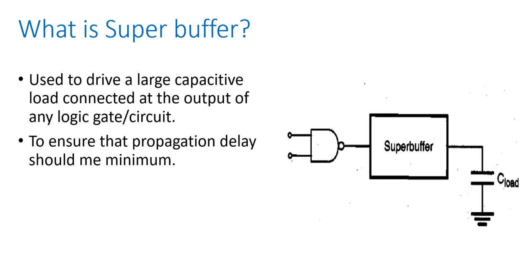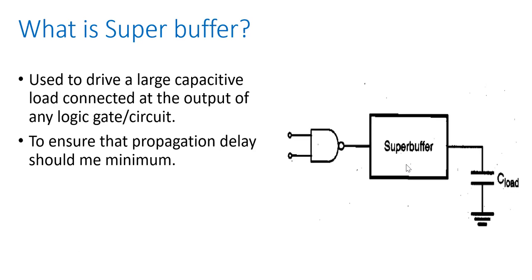So now the concept of the super buffer is how to drive a large capacitive load with minimum propagation delay. That means if I connect the super buffer, this intermediate stage between the logic gate and the load capacitor, then the delay can be minimized. Now we have to design the super buffer. So what are the design criteria? What will be the size, etc., so that the propagation delay will be reduced? So you have to follow design rules.